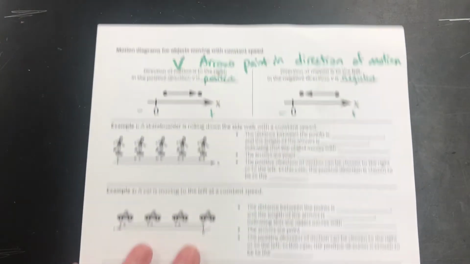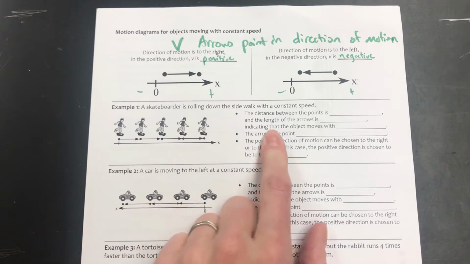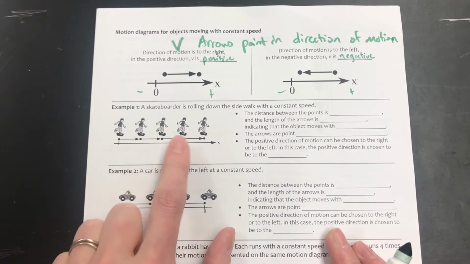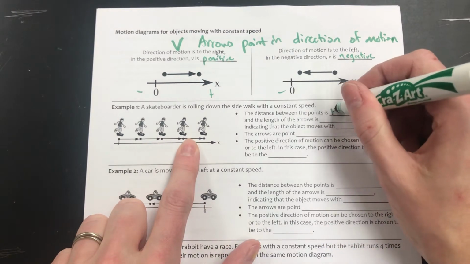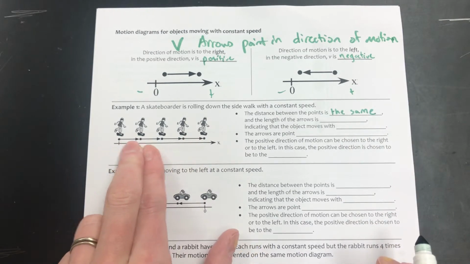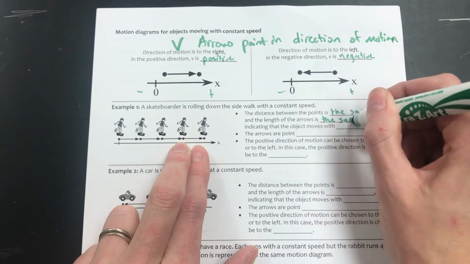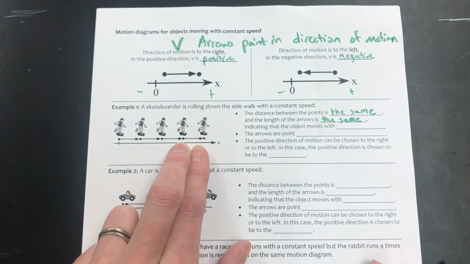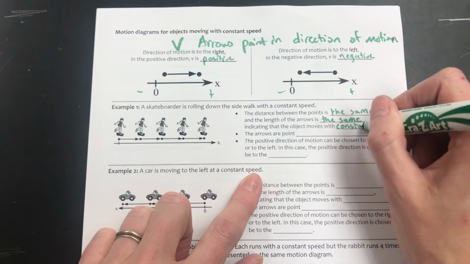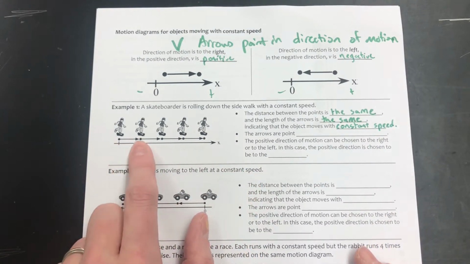So we're going to take a look at some of these, and we're going to describe what's going on. Here's our skateboarder again. Look at the distance between the points. Every point is evenly spaced, so the distance between the points is the same. And the length of the arrows, you can hopefully see that those are all the same. You can write constant there if you'd prefer, indicating that the object moves with a constant speed. That's how we know, because we're looking at that sameness over and over again.